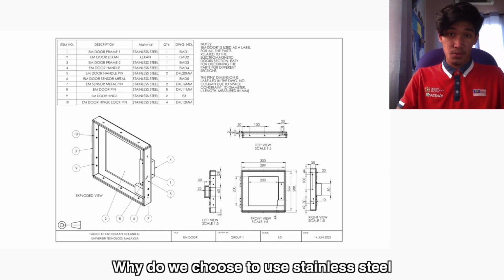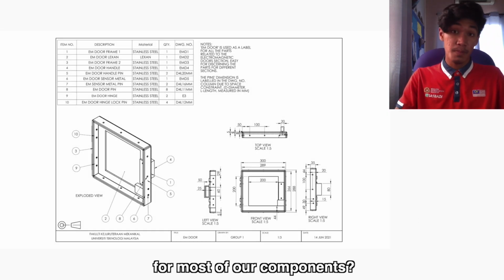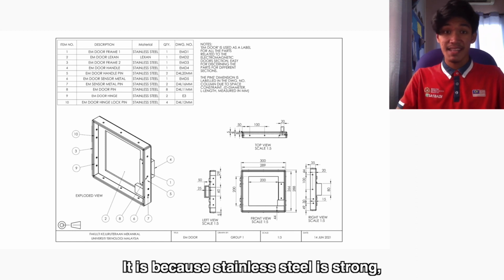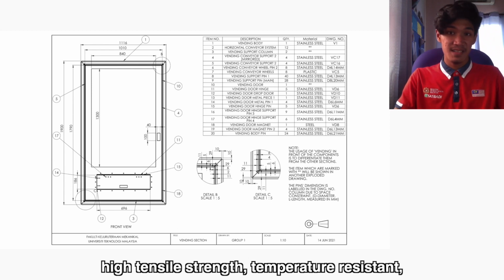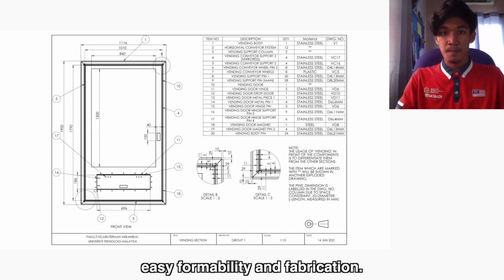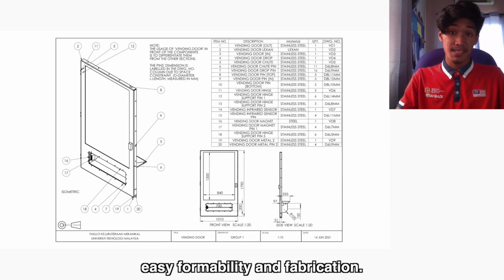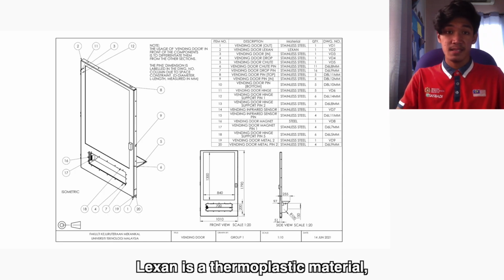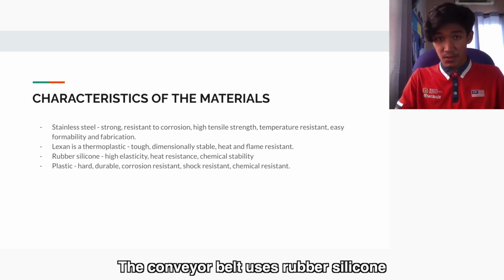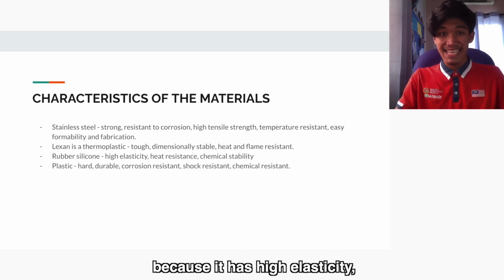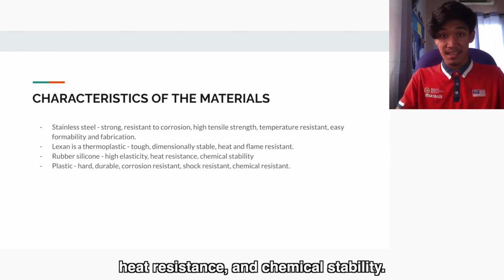Why do we choose to use stainless steel for most of our components? It is because stainless steel is strong, resistant to corrosion, high tensile strength, temperature resistance, easy formability, and fabrication. Lexan is thermoplastic material. It is used because it is tough, dimensionally stable, heat and flame resistant. The conveyor belt uses rubber silicone because it has high elasticity, heat resistance, and chemical stability.